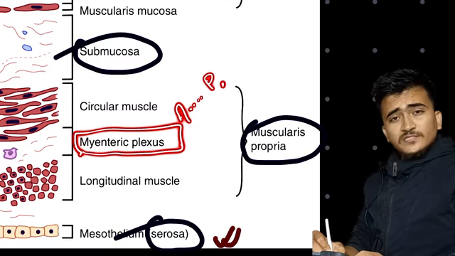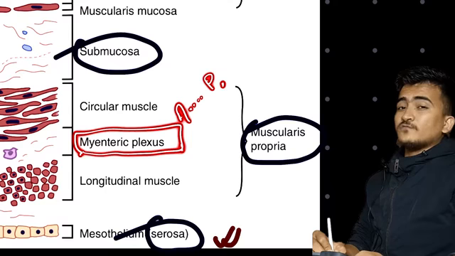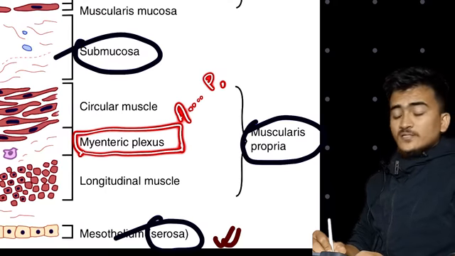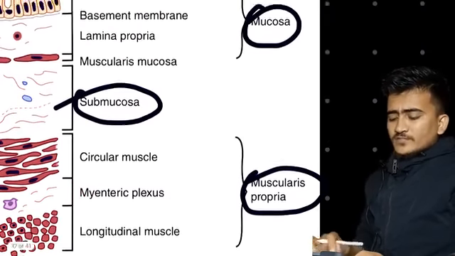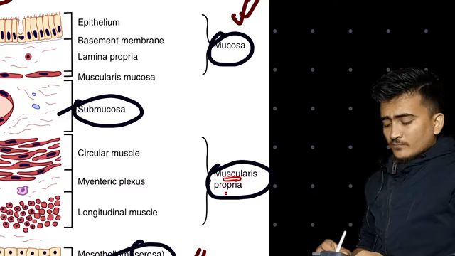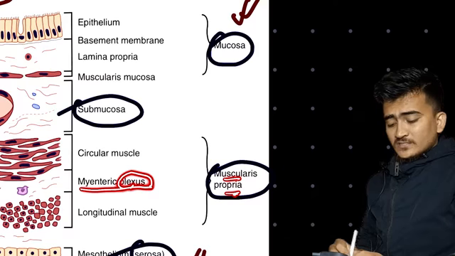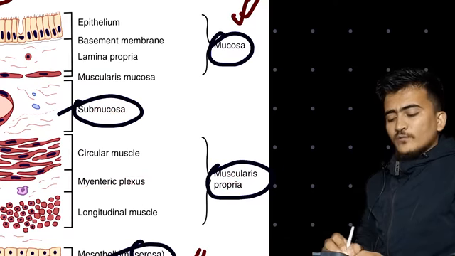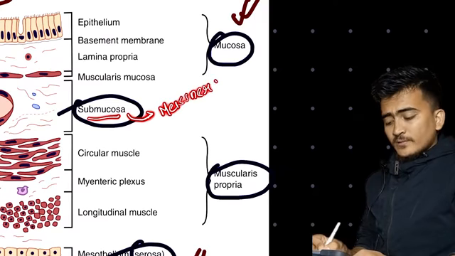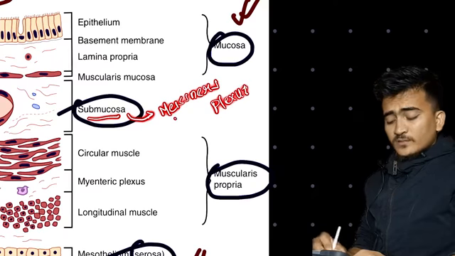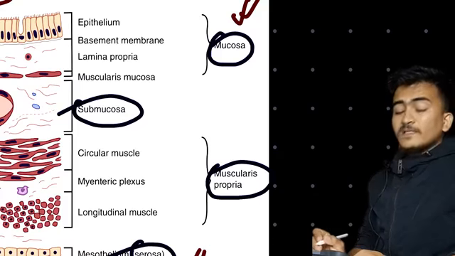What is the function of this myenteric plexus? It helps in motility. It helps perform functions such as peristalsis. Similarly, as muscularis propria has the myenteric plexus, our submucosa has Meissner's plexus. What is the function of Meissner's plexus? Meissner's plexus helps in secretion and absorption.